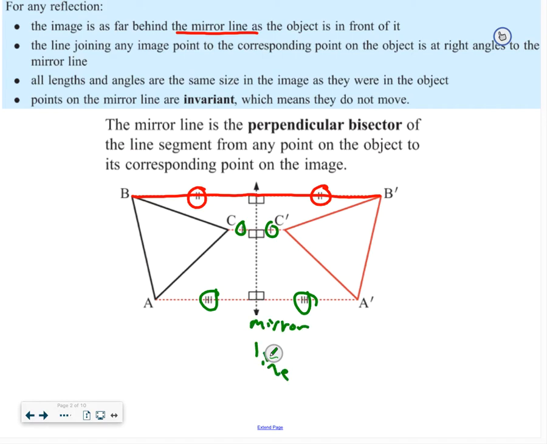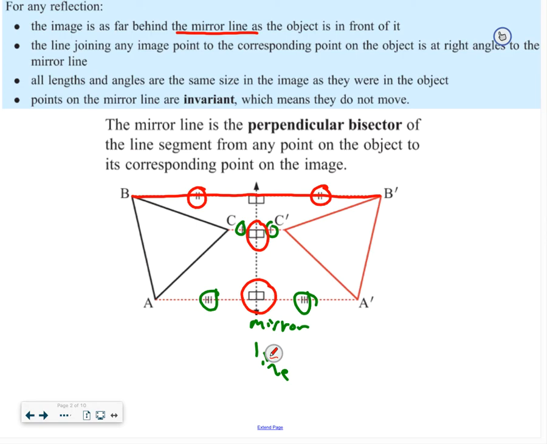Second thing, the line joining any image point to the corresponding point on the object is at a right angle. You can see here they're all labeled with right angles. They're perpendicular to the mirror line. All lengths and angles are the same size in the image as they were in the object. Again, it's just like a translation. It's the same exact object, just flipped across the mirror line. So it's what we call an isometry.